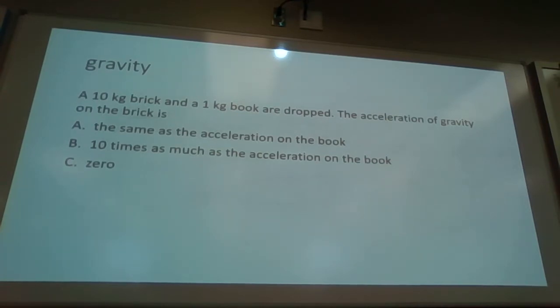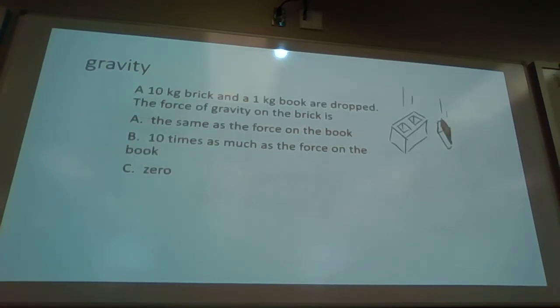Correct answer is A. So do you see the difference? Acceleration of gravity, both of those are 9.8 meters per second squared in the negative direction. This is how much force of gravity there is, or sorry, how much weight they have. This times 9.8. Good with that?